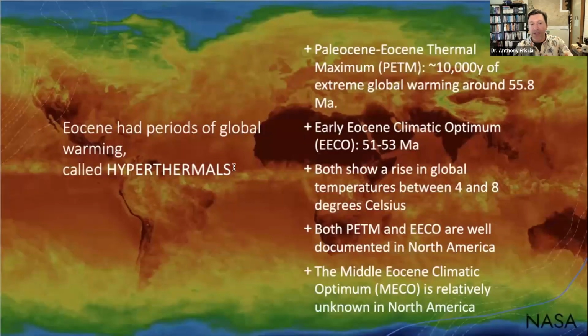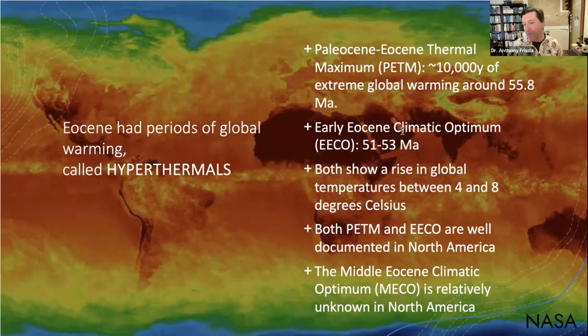Now, like I said, there are these little peaks you can see on that graph, and we call these hyperthermals. That just means they're big peaks in temperature. There are a couple of really well-known ones. There's one right at the beginning of the Eocene, at the Paleocene-Eocene boundary, about 56 million years ago. It was a period of about 10,000 years of extreme global warming. The world had a big jump of 4 to 8 degrees Celsius.